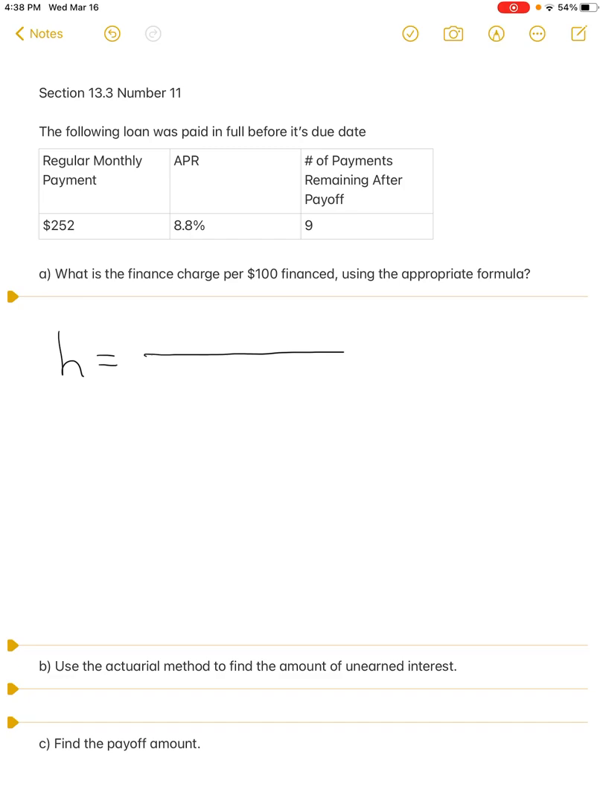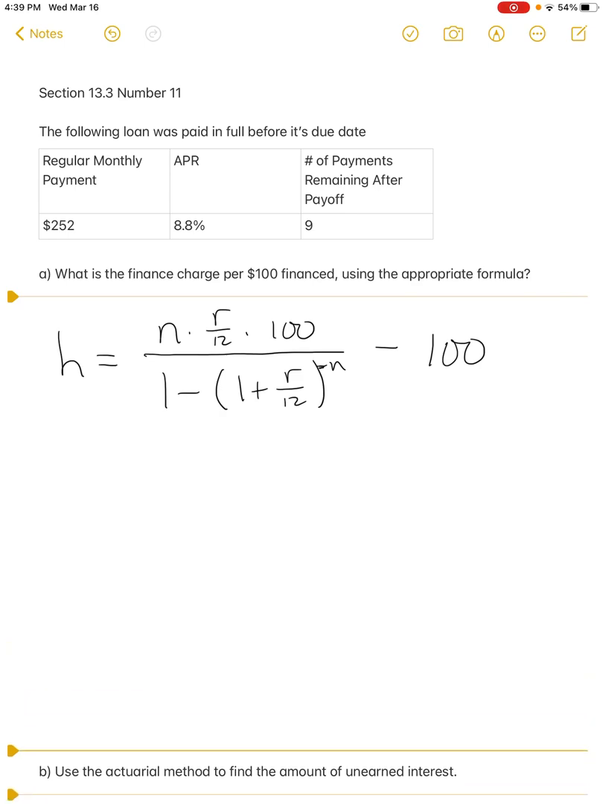H is equal to N times R over 12 times 100, and that's all divided by 1 minus, in parentheses, 1 plus R over 12 to the negative N. And then off to the side, minus 100. So you do that big division there, and then you subtract away the 100. That formula will appear in your book and also in the online lecture stuff that you see. And so our job is to be familiar with it.